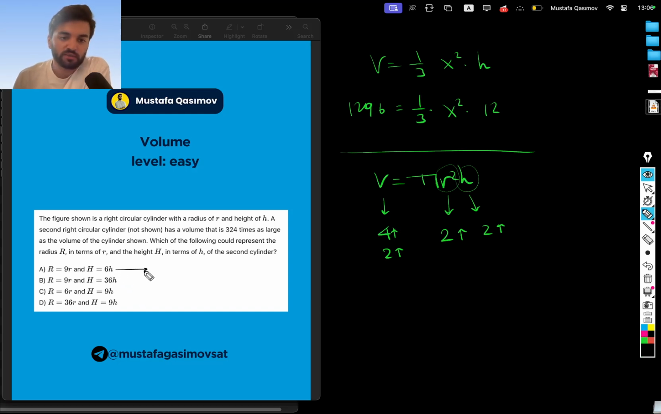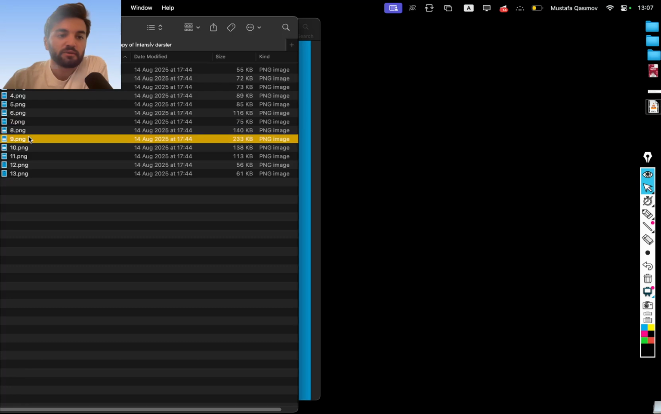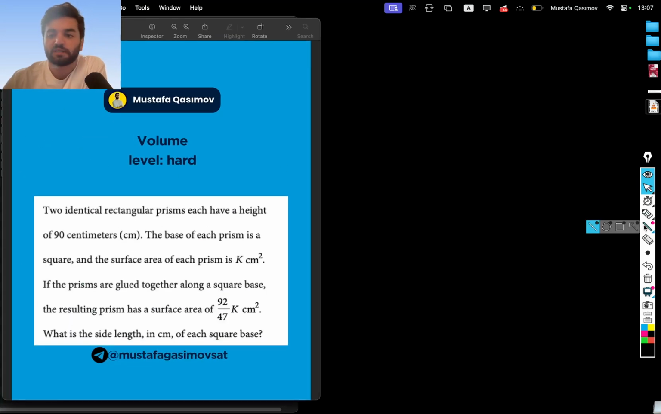You have to here write 9 squared multiplied by 6. It will be equal to 81 multiplied by 6, 486, I think. So it is not correct, because this is a great number. Let's look at C. For C, 6 squared multiplied by 9, it is equal to 36 multiplied by 9, it is equal to 324, and it is our answer. So answer is C here. It's from question bank and asked once in real SAT exam. Let's continue.